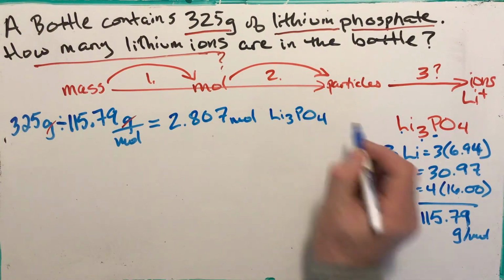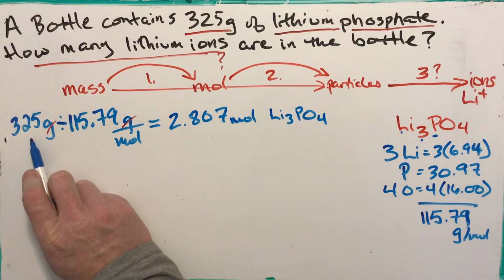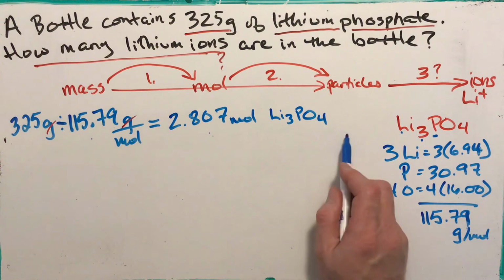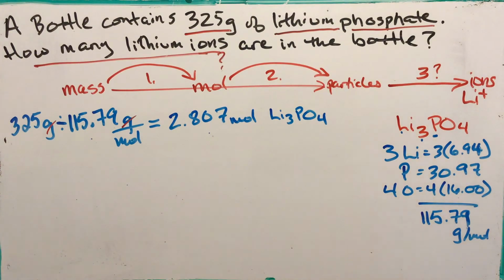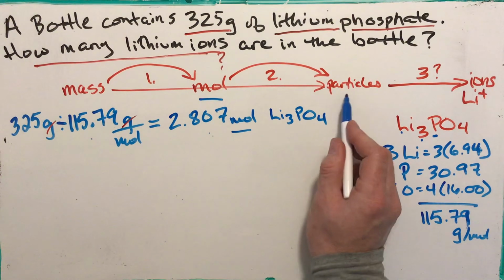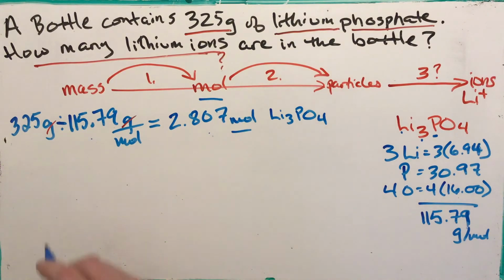And that's moles of lithium phosphate. It's not lithiums. Remember, that mass is for lithium phosphate. That's the molar mass of lithium phosphate. So this is moles of lithium phosphate. It's not lithium ions. Excuse me. So that gets me to moles. I've got moles right here and here. My next thing, step 2, change it to particles.